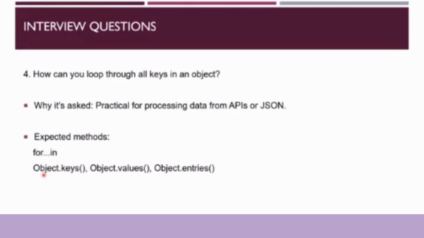So let's see, first, the Object.keys method. This method returns an array of all keys and then you can use a normal loop. The second method is Object.values. If you only want the values, this gives you an array of all values. Then third is the Object.entries method. This returns an array of key value pairs which you can loop through easily. So these methods are very helpful to read or manipulate data stored in an object.